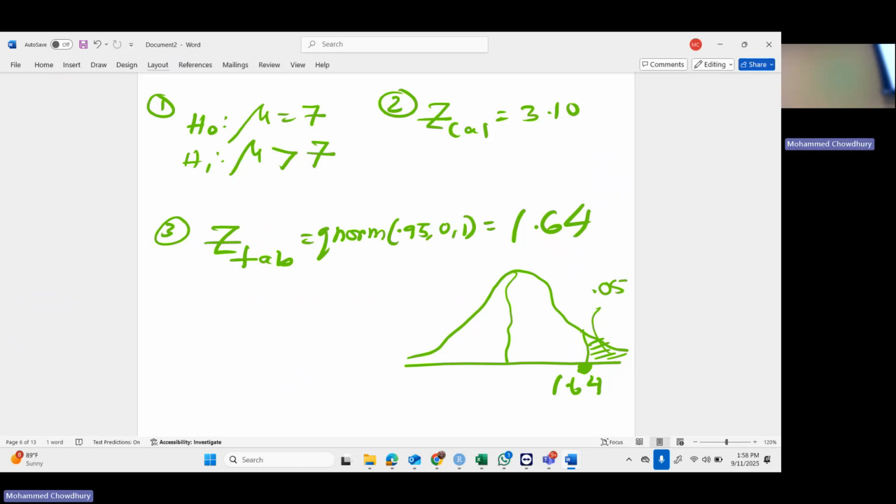Similarly, the opposite case is also the same. All 5% will come in here, all 5% come in here. This is negative 1.64.